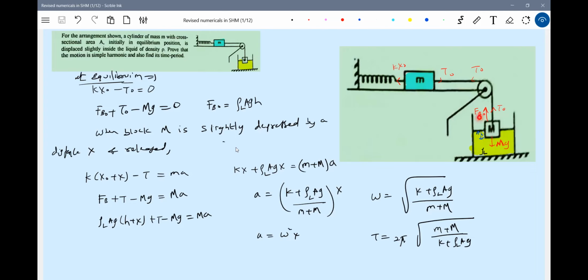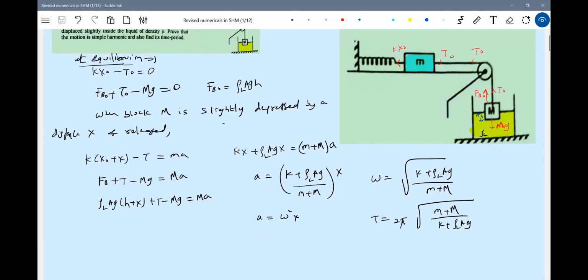So how are the work done by the buoyant force and the gravitational potential of the liquid related? They are opposite. If the buoyant force does positive work, the gravitational potential of the liquid decreases. If the buoyant force does negative work, the gravitational potential increases. I think so many things are there, no? So many queries can be asked. When FB does positive work, gravitational potential decreases. When the buoyant force does negative work, gravitational potential increases.